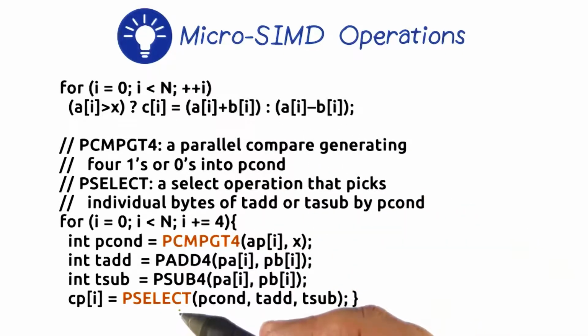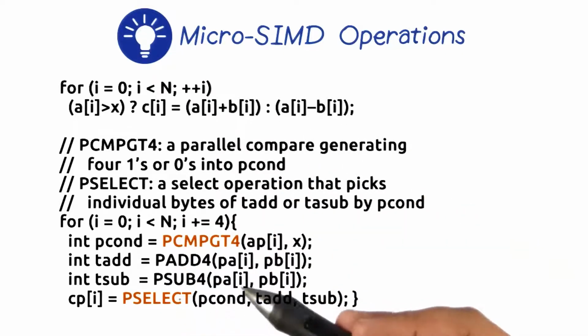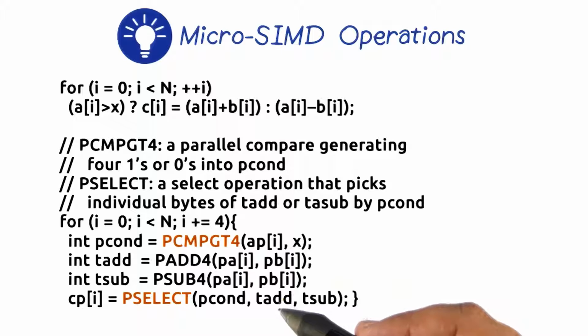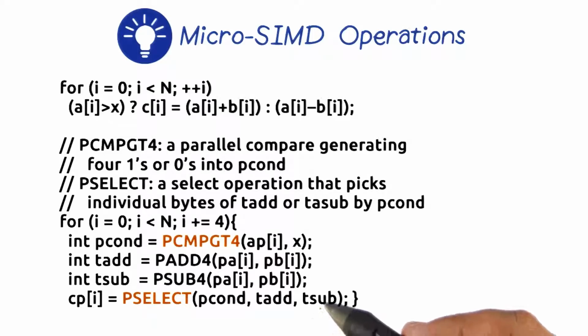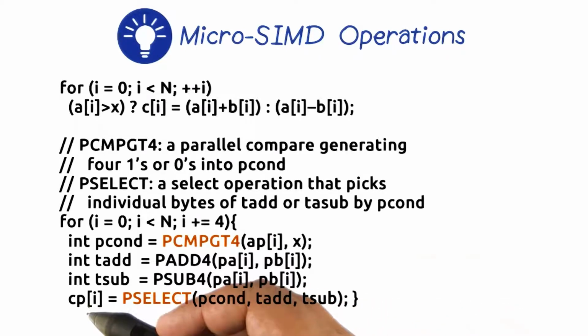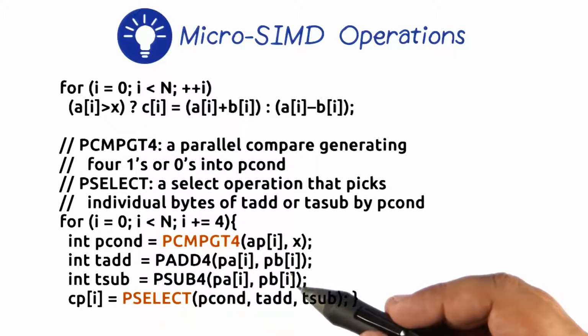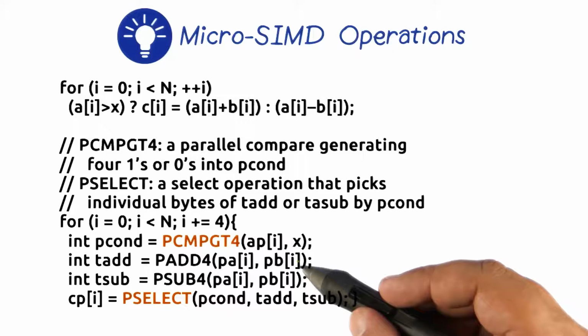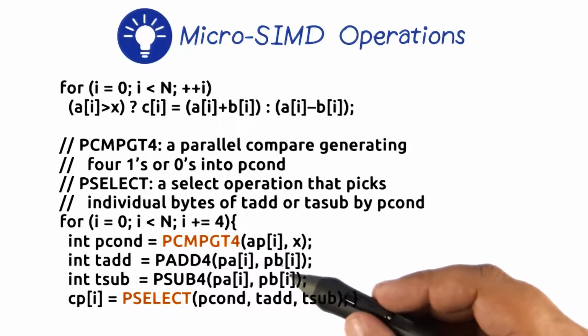Well, we have a nice instruction here called pSelect. What it is going to do is go to that P condition and look at each one of the bits stored there as a result of the comparison. Depending on the setting of the bit, if it is true, it is going to commit the T add to C[i]. If it is false, however, it is going to take the result in T sub and store it in C[i]. So you can see that the parallelization is not as simple as breaking the data down, adding it, and just putting it in the destination.